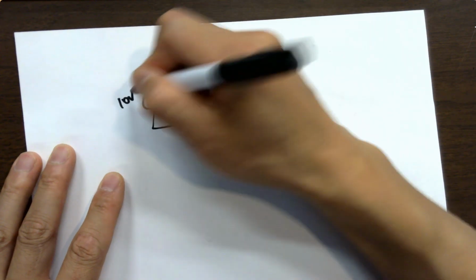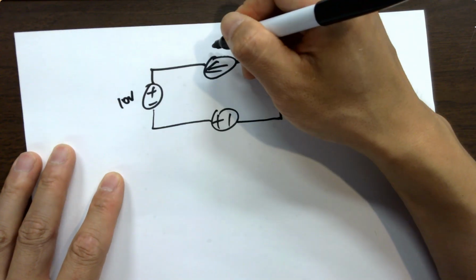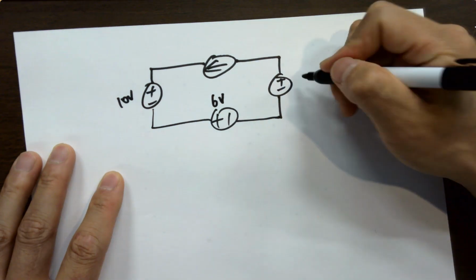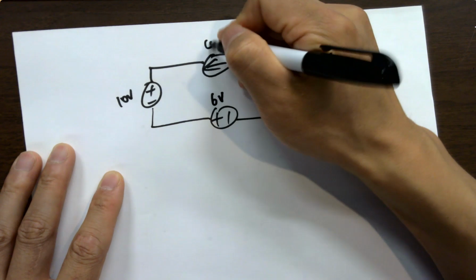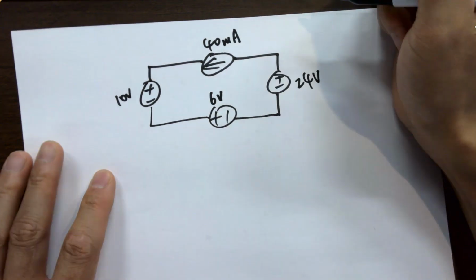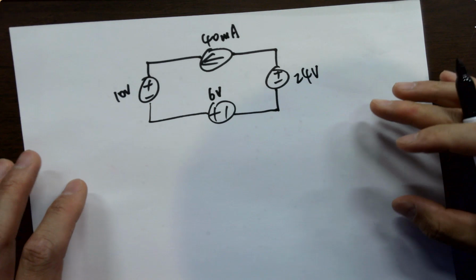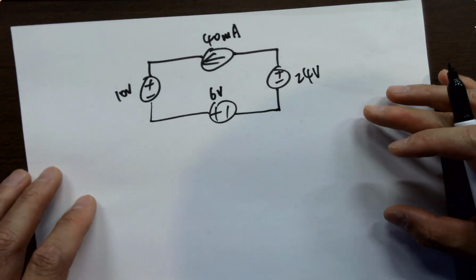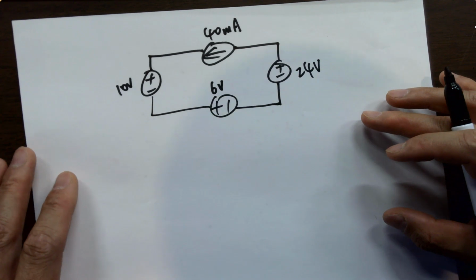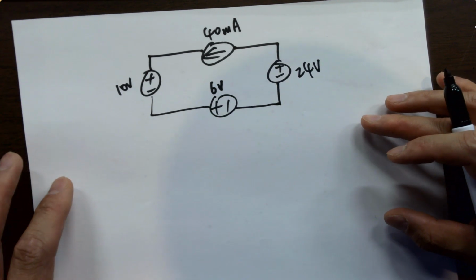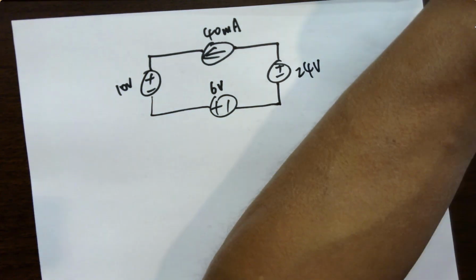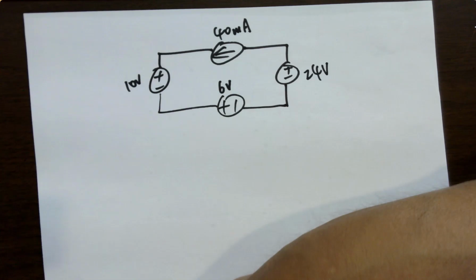10 volts, 6 volts, 24 volts, and 40 milliamps. It's asking... oh, we already did it, did we? We haven't. I think, let's see, what's the question? So total power developed by the circuit, total power.